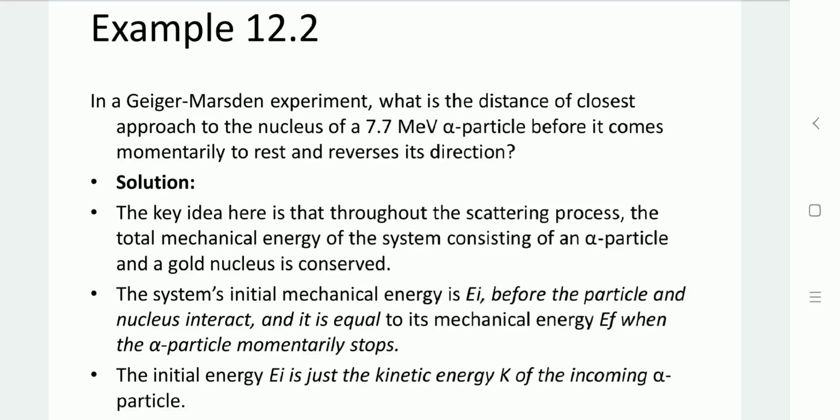So here we need to follow the scattering process in which the total mechanical energy of the system of the alpha particle and the gold nucleus should be conserved. Based on the law of conservation of energy, we determine the distance. The initial mechanical energy, Ei, before the particle and the nucleus interact, would be equal to the final mechanical energy, Ef, when the alpha particle momentarily stops. The initial energy Ei is the kinetic energy of the alpha particle, and in the final state, when the alpha particle momentarily comes to rest, it has a potential energy, let us define it as U.